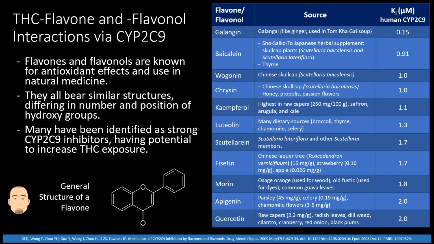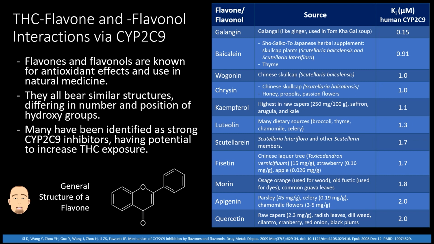Now I need to briefly explain what Ki means. Ki is a measure of how strongly the chemical binds to and inhibits the enzyme. The lower the Ki, the less chemical it takes to inhibit the enzyme, and that means higher potency. Therefore, if we look at the table here, we would expect galangin to be the strongest inhibitor in this group, and its Ki roughly means that it can inhibit about half of CYP2C9 activity at a concentration of 0.15 micromolar, which translates to about 40 micrograms per liter of fluid. That's very impressive for an enzyme inhibitor.